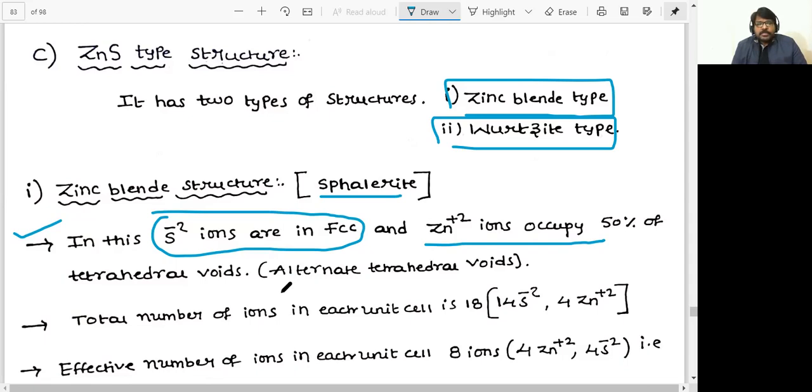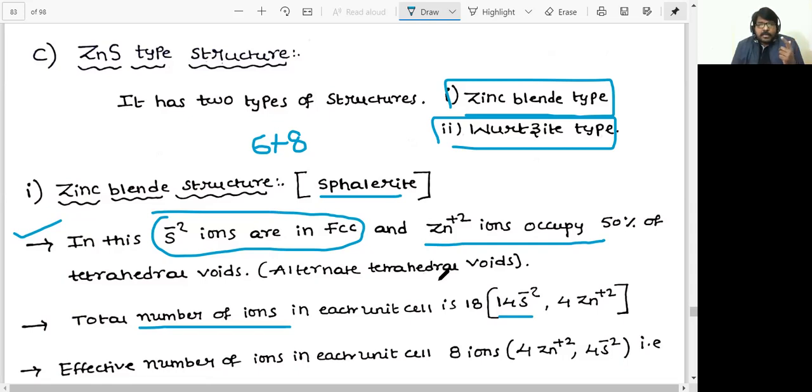First, let us find the total number of ions in one zinc blende unit cell. Sulfide ions are present at face centers and corners. Face centers are 6, corners are 8, so that is 6 plus 8, 14 sulfide ions in total, though not effectively. And Zn2+ ions occupy 50% of the tetrahedral voids.